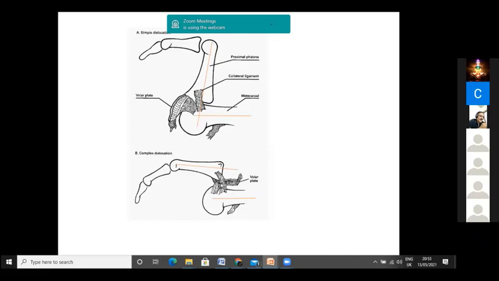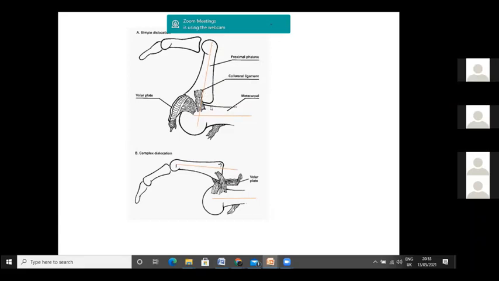Here you can see the volar plate, proximal phalanx and the metacarpal head like this. But what is the position of the proximal phalanx and the metacarpal head? Will the phalanx be parallel or perpendicular? What is the position of the proximal phalanx and the metacarpal head in an X-ray?